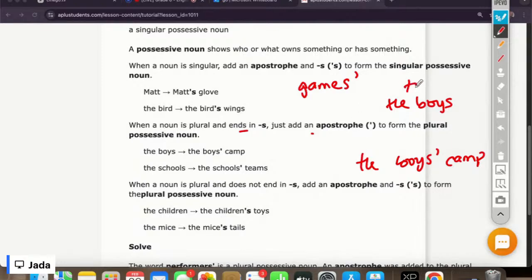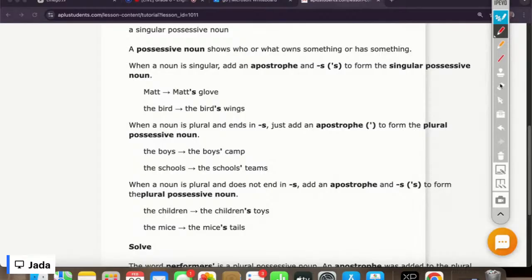Okay? We have the schools. Then we say the schools' teams, the schools' team. So you put your apostrophe after the s. Okay, like this, schools'. We have it after the s. Okay, so this is it for plural nouns.